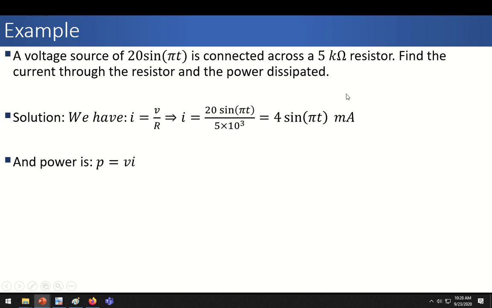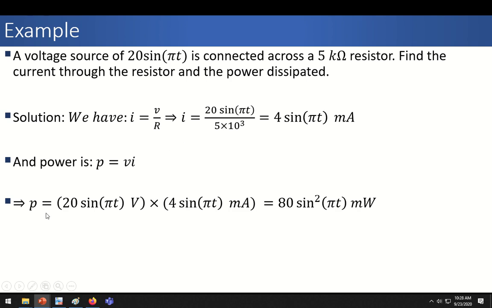Next we want to find the power dissipated by the resistor. So we know that P is equal to VI. So in this case P will be equal to V, which is 20 sin pi t, multiplied by I, which is 4 sin pi t. So we can multiply these two quantities and we can say that this will be 4 into 20, 80 sin square pi t milliwatt. So this is the power consumed by the resistance, or this is the power delivered by the 20 sin pi t voltage source.